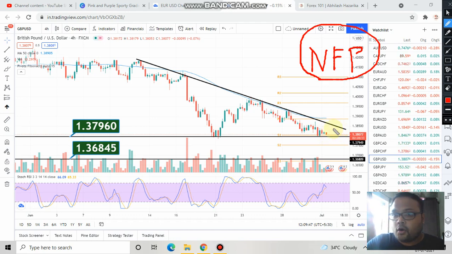Okay. On the other hand, you can clearly see that this trend line is acting as a resistance for the market. In your charting platform, just draw a trend line like this and join these levels. Then you can clearly see that this trend line is acting as a resistance for the market. So this is a dynamic resistance. So if market bounces also, market will be facing resistance at this trend line.